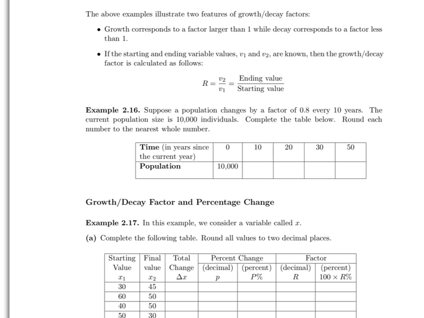Let's look at the first row of this table first. It shows time in years since the current year. 0 here represents the current year. 10 represents 10 years after the current year. This is 20 years after the current year, 30 years after the current year, and 50 years out into the future. In the second row, we're going to record the populations in those years.